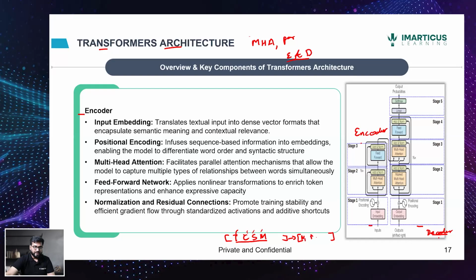We have number 1, number 2, number 3, number 4. As discussed in the previous slide, this encoder-decoder system has a special mechanism for understanding the start of the sentence or the end of the sentence. That is called positional encoding.